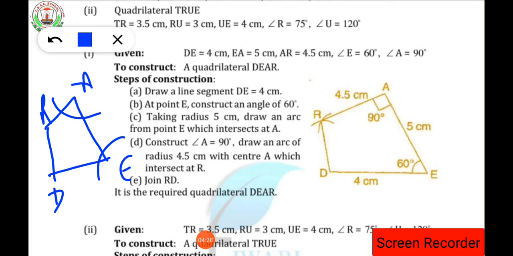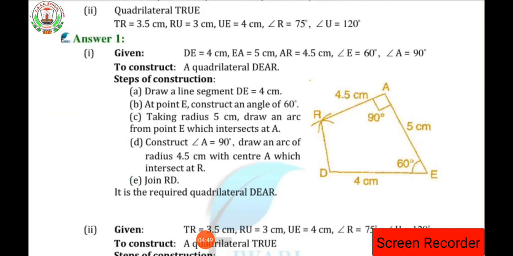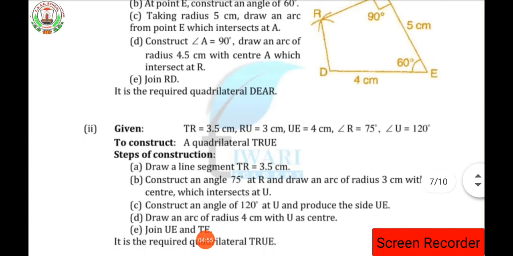So here the measurement of AR will be 4.5 centimeter. So have you understood up to here everyone? So here you have to measure 5 centimeter, exactly 5 centimeter, take a dot A, and there you have to draw the 90 degree. Okay, so here the sides and the angles are being given. Clear up to here?